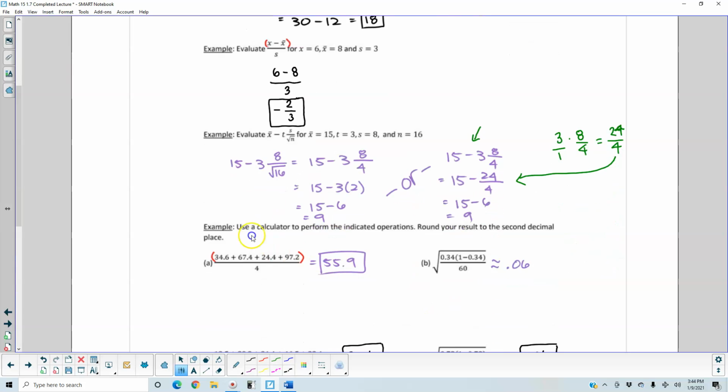Next, we want to be able to be comfortable using the calculator to perform operations, and especially with statistics, there'll be times where you're going to have to do that. So we want to round our result to the second decimal place. So let's take a look at this first example.